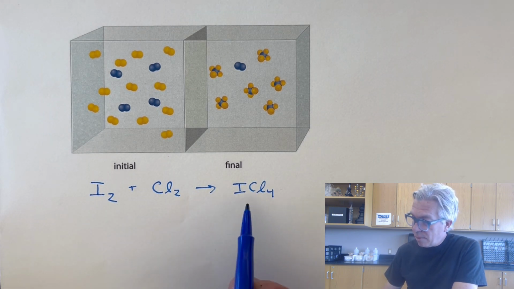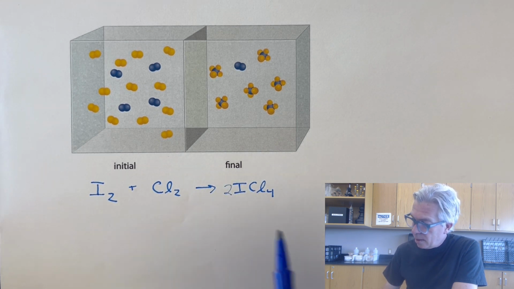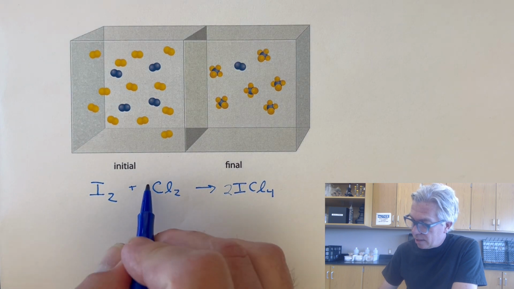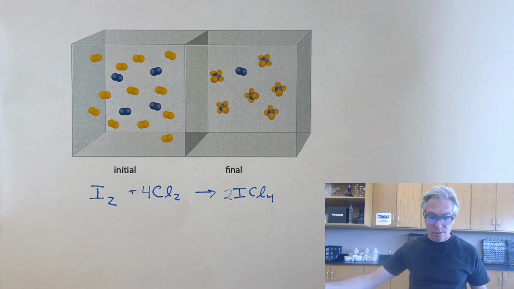Last thing I'm going to do is I'm going to balance this thing. I see 2 iodines here and only 1 there, so let's put a 2 there. And now I have 8 chlorines over here, so I need a 4 there. And so that would be our balanced chemical equation from a molecular model.